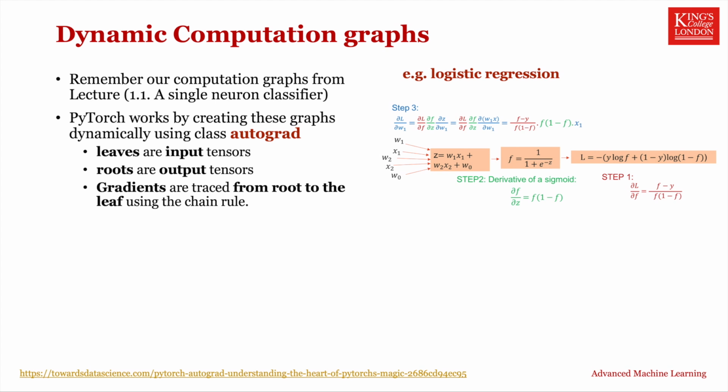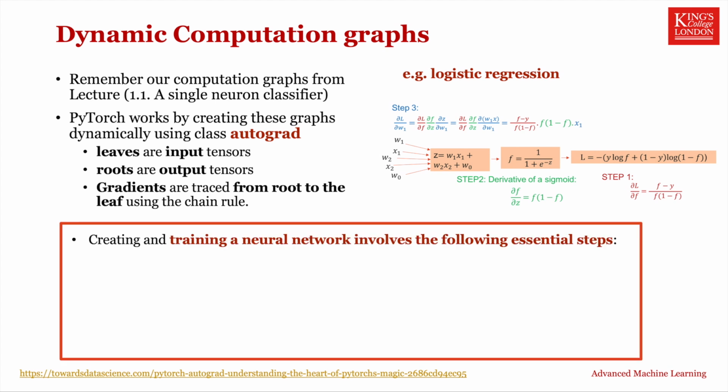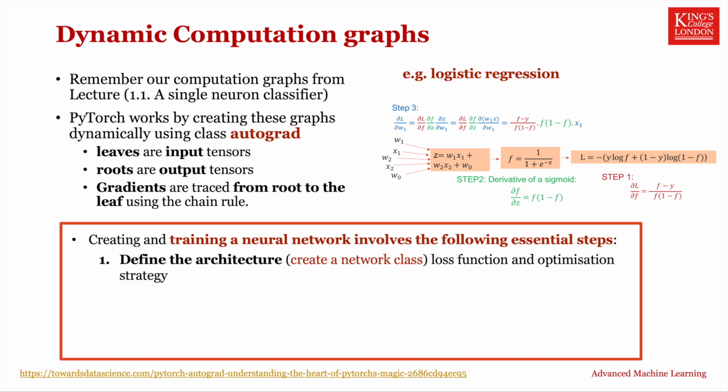The gradients therefore are traced backwards from root to leaf using the chain rule. In total, an overview of the Pytorch approach, which you will do well to remember when you start to build your own networks, is that we first need to define an architecture we want to train on. We will do this by creating a network class based on a very specific structure that we will look at in the next video lecture.